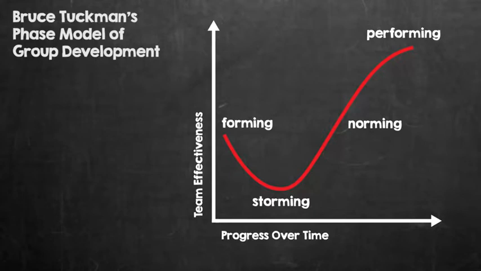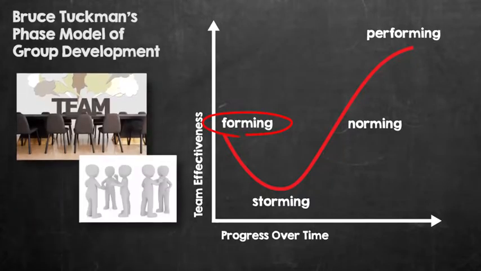As you can see, this model shows that groups begin with a forming stage where the group starts to take shape. Members still act like individuals, and everyone is trying to figure out their place in the group and how everything is going to work.